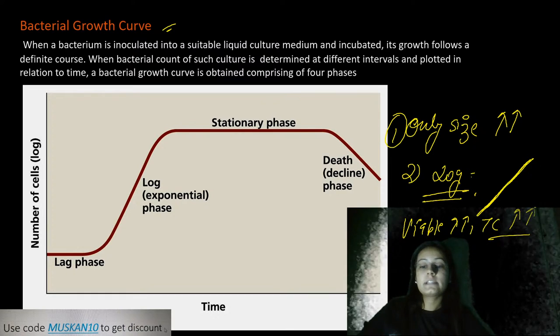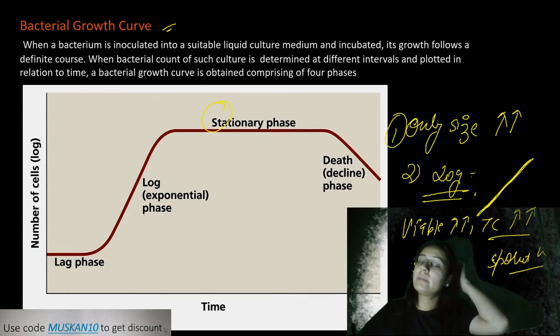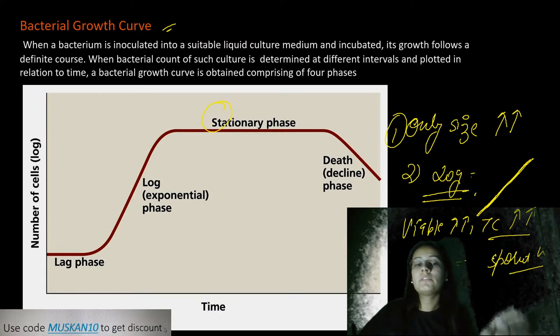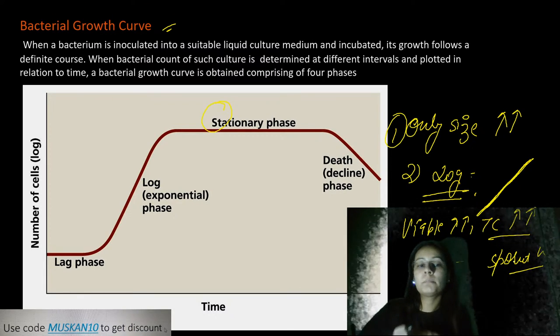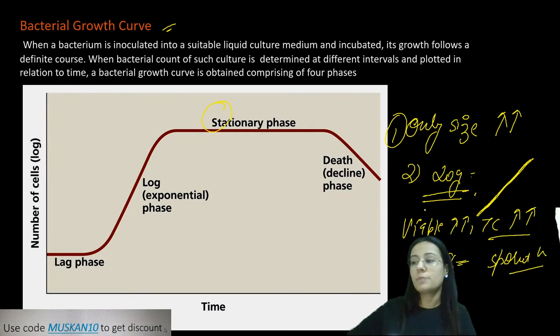Okay, now next is the stationary phase, that is S for S, we remember that sporulation will take place because now the nutrition has ended, and the number of viable bacteria will be equal to the number of dead bacteria and they will start to sporulate. So this is S for S, that is the sporulation phase or the stationary phase.